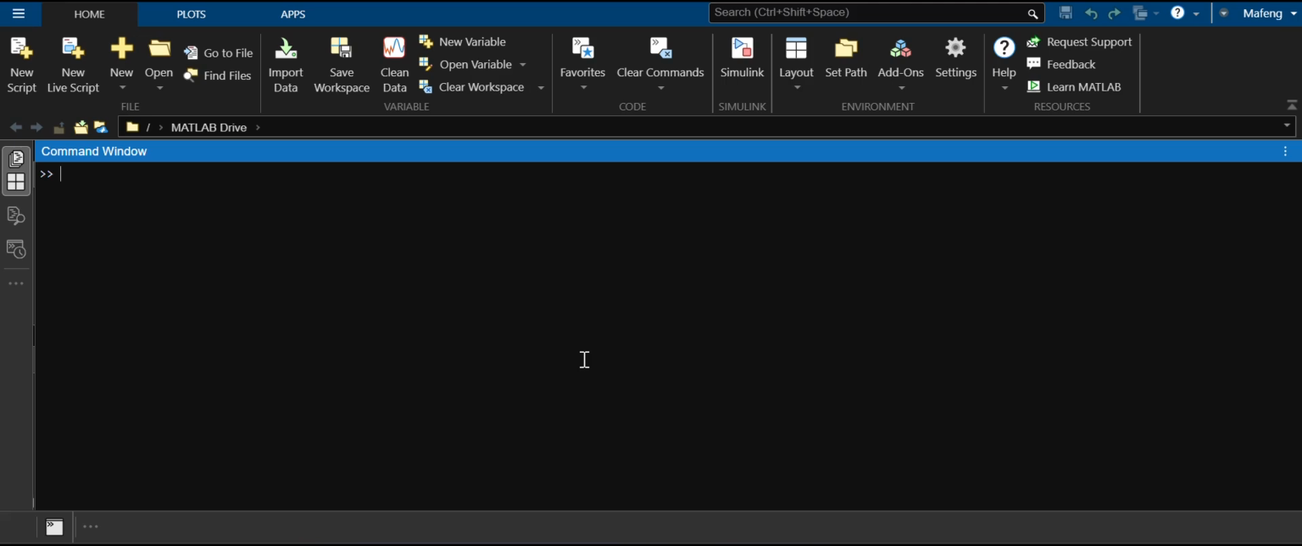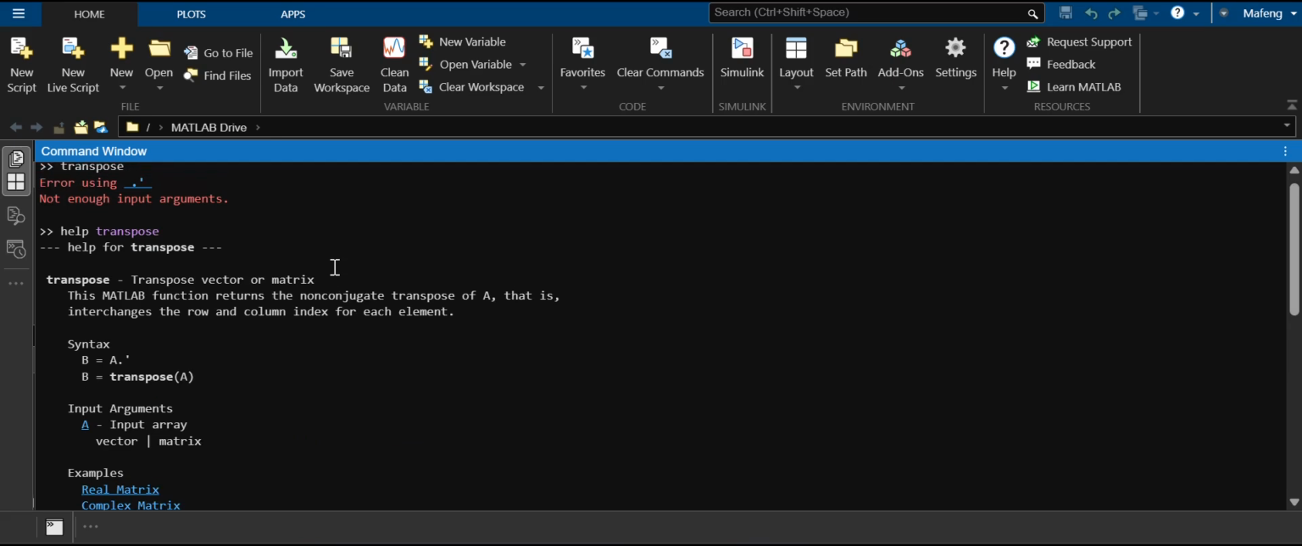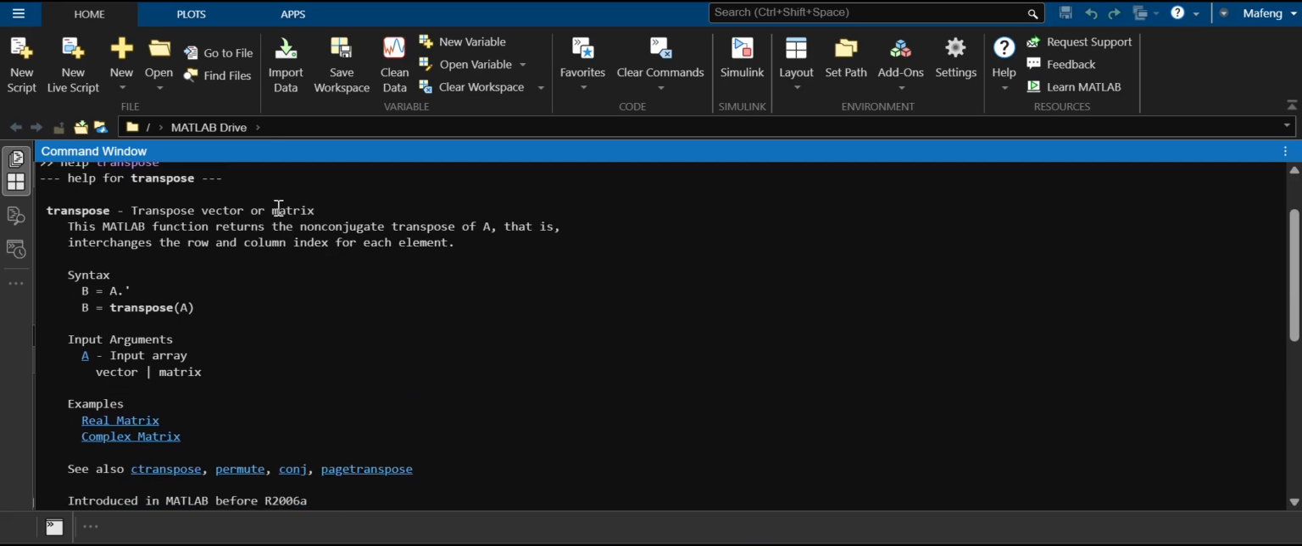Alright, let's now look at the transpose function and a few other functions that we use in MATLAB on matrices. So we have the transpose. I've already shown you the transpose. Transpose is also a function of its own. Help transpose. So the transpose does the same thing as adding an apostrophe. Transpose a vector or a matrix. This MATLAB function returns the non-conjugate transpose of A, that interchanges the row and column index for each element.